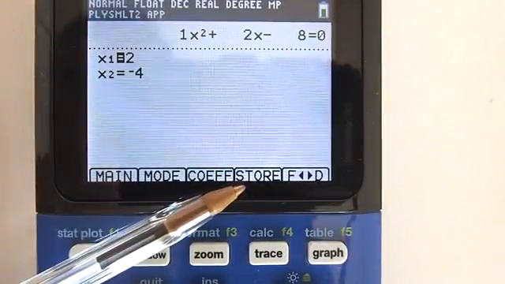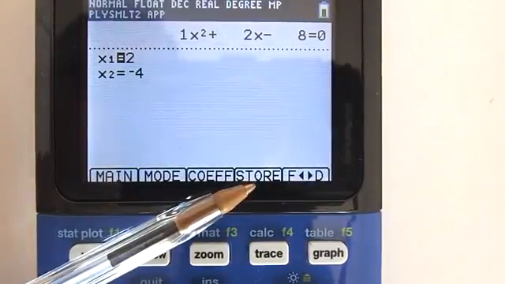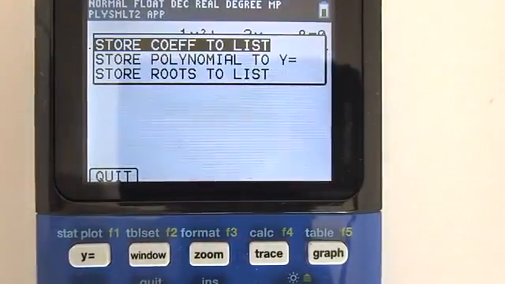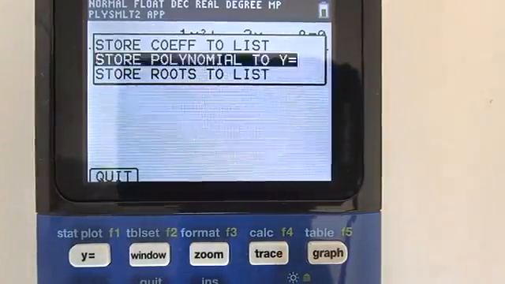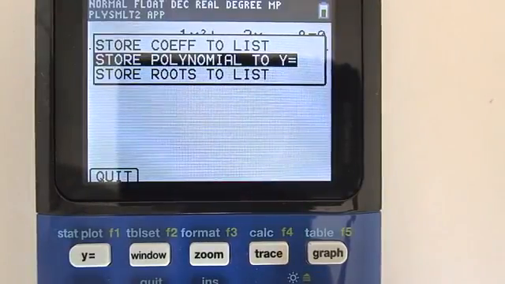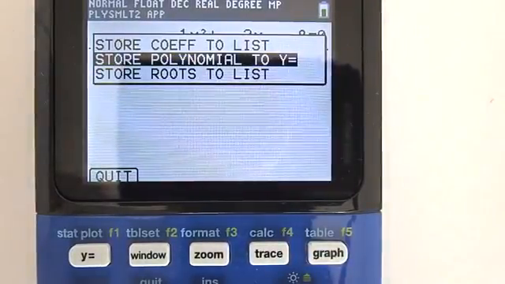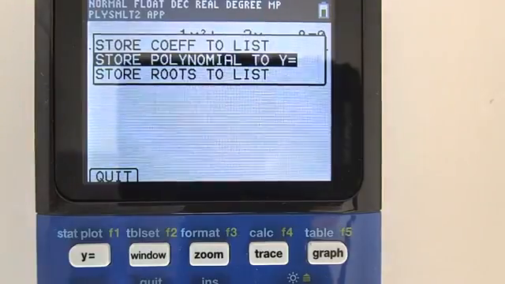Going to the Store tab here will give you different options of saving the information of this equation. Go to the Store tab by pressing this trace key here. You can save the coefficients of this equation to a list. You can save the equation to the y equals screen so that you can see the graph of the equation later, or you can save the roots of the equation. The roots are the answers we just calculated, the x equals 2 and the x equals negative 4. The most common is to save the polynomial to the y equals screen, so I will choose that one. Highlight Store Polynomial to y equals and press the Enter key.